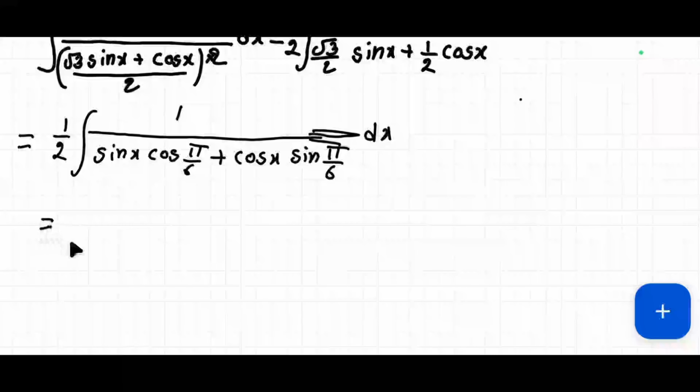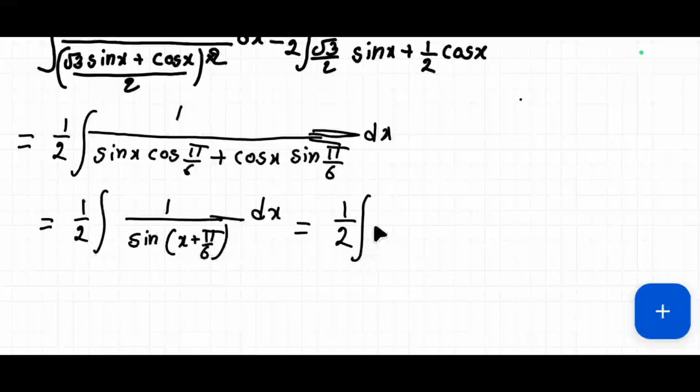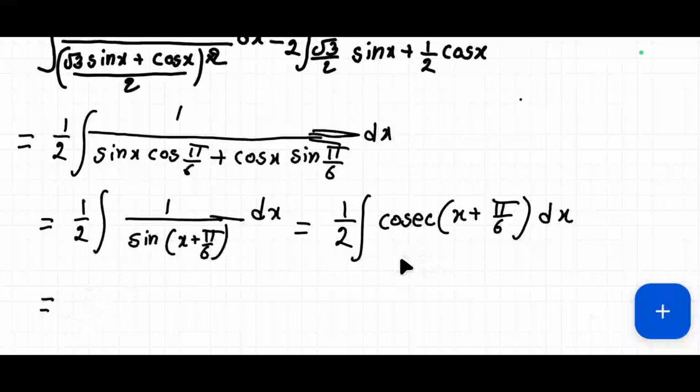That is equal to 1 by 2. It is the formula sin A cos B plus cos A sin B, so by the sin A plus B formula, 1 by sin of x plus pi by 6 dx. That is equal to 1 by 2 integral of cosecant of x plus pi by 6 dx. It is a linear function, so there is no problem with the integration.